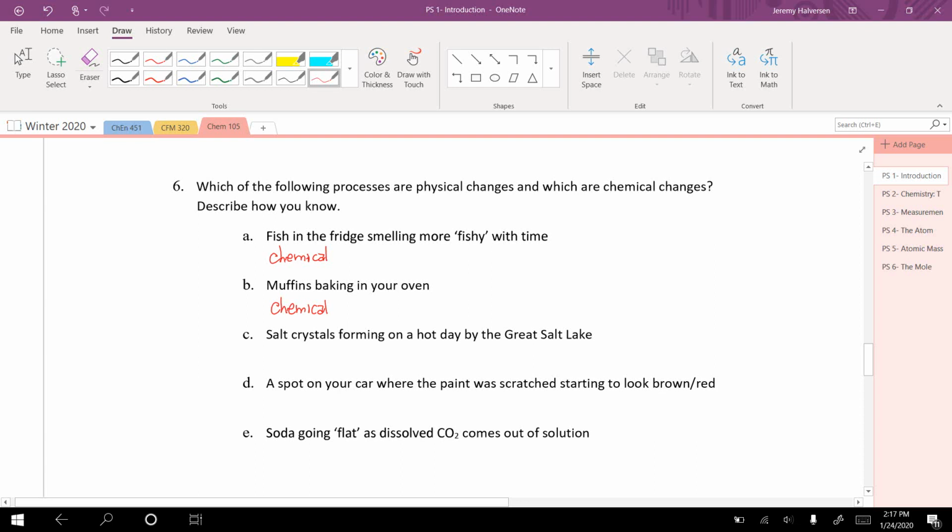All right, salt crystals forming on a hot day in Salt Lake. We would say that's physical because all that's happening is water is evaporating from the lake, and there's so much salt that once some of the water evaporates, some of the salt has to solidify into crystals. But you can imagine if we just added that water back, it would dissolve again. So that's just a physical change. It's still just salt and water. They've just separated.